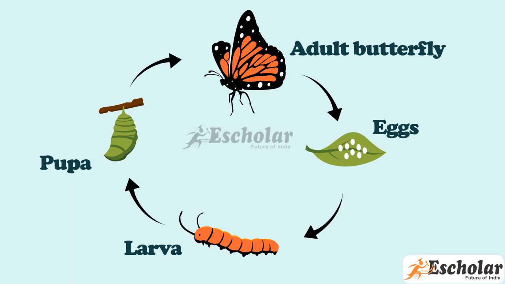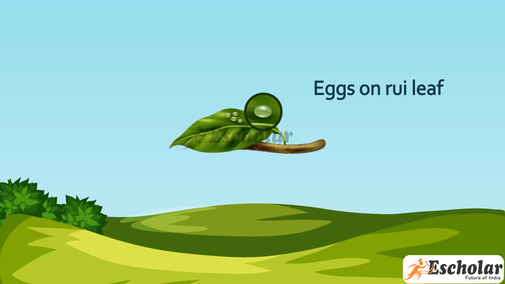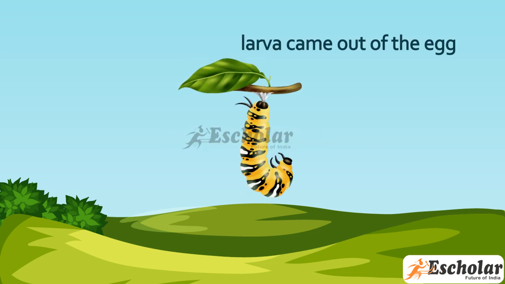The plain tiger butterfly is a very common one. Let us take its example to see how the growth of a butterfly takes place. The female plain tiger butterfly lays an egg on the milkweed rui leaf. In 6 to 8 days, the larva emerges from the egg. The larva of a butterfly is called a caterpillar.